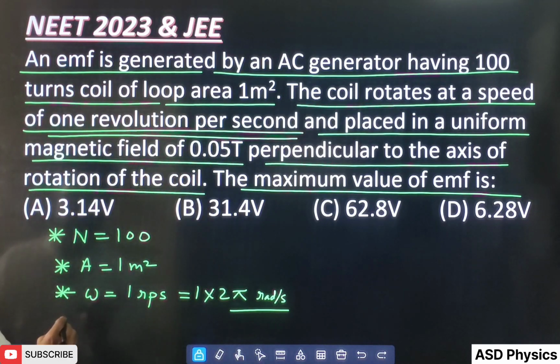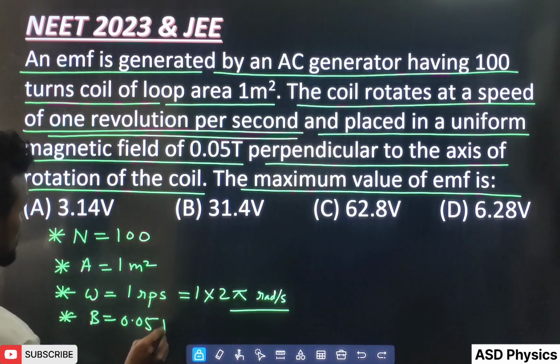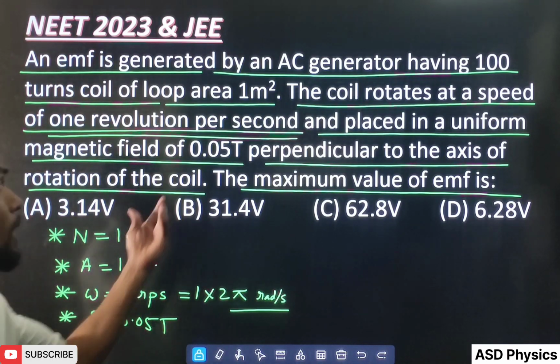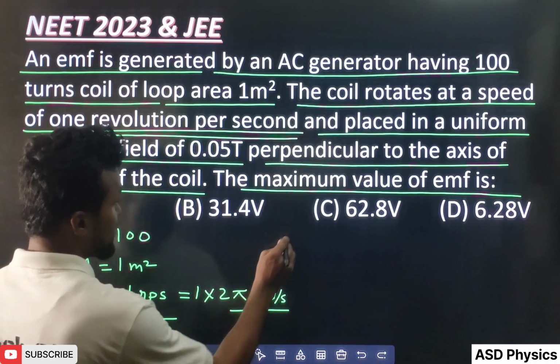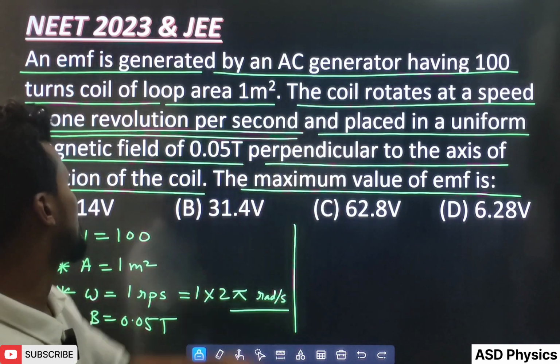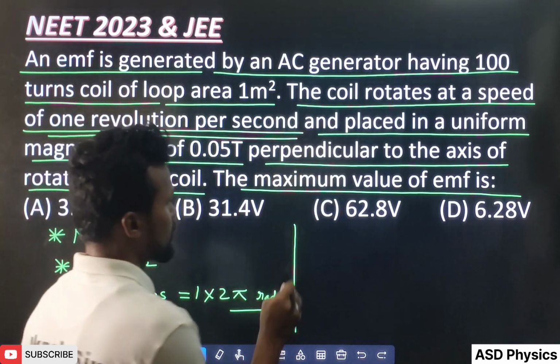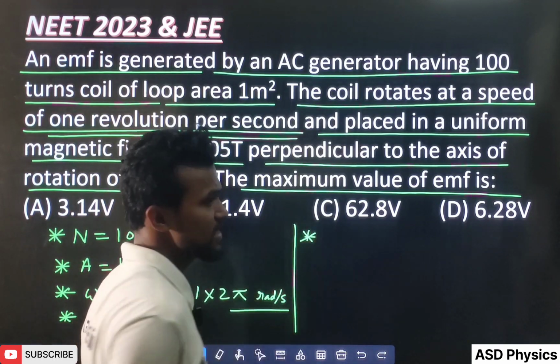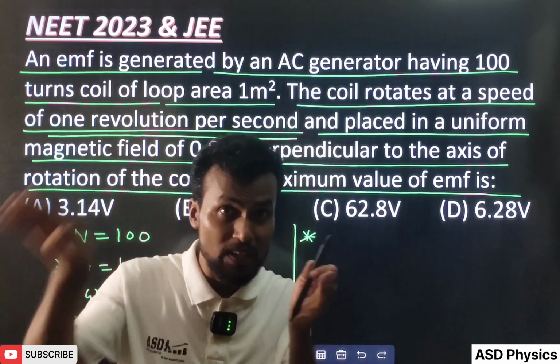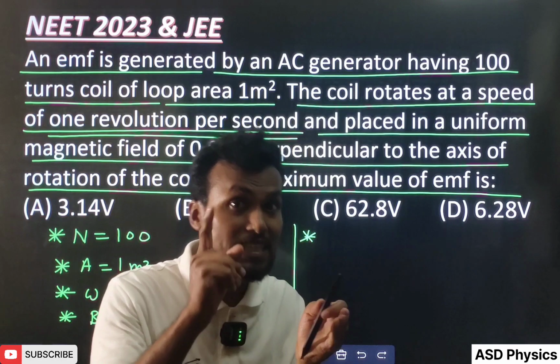After that, the magnetic field is given: B equal to 0.05 Tesla. And one more important thing is that the coil is perpendicular to the axis of rotation. Remember that in an AC generator the coil rotates, and the area vector is involved.